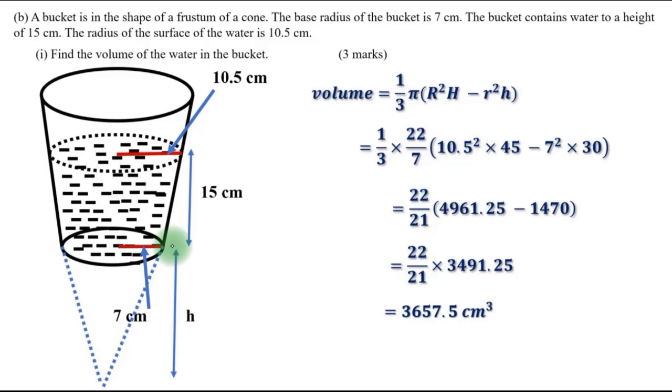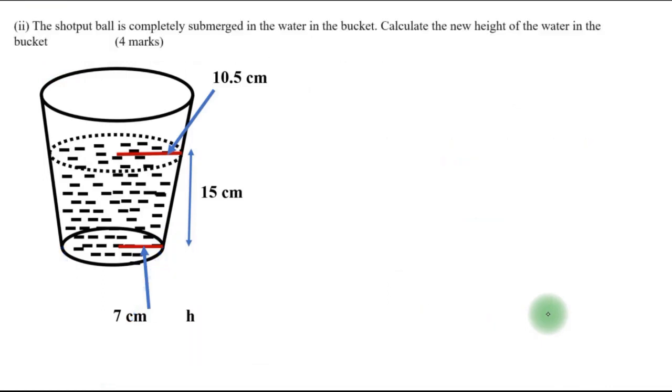So we move on to Roman 2 of part B. The shot put ball is completely submerged in the water in the bucket. Calculate the new height of the water in the bucket. So in our case here, this is the ball which was submerged in water. So we expect the water to increase to some level. Maybe it has increased by h.